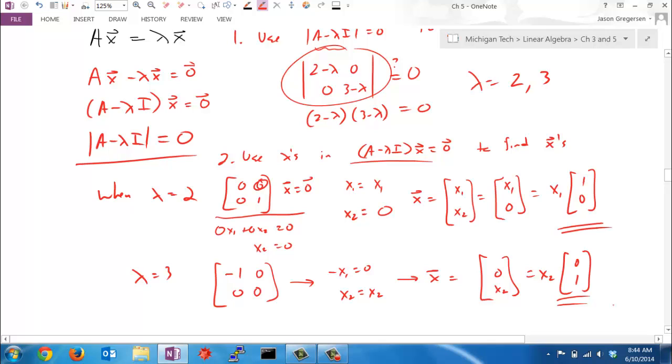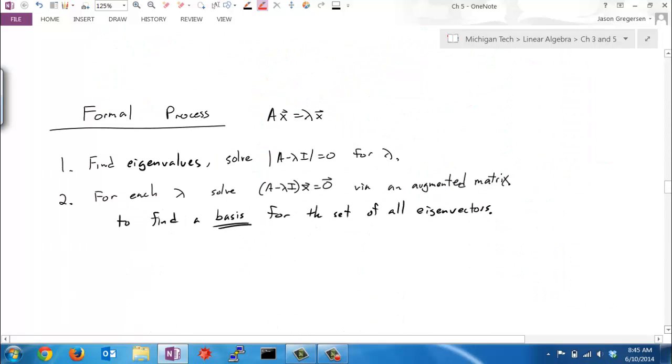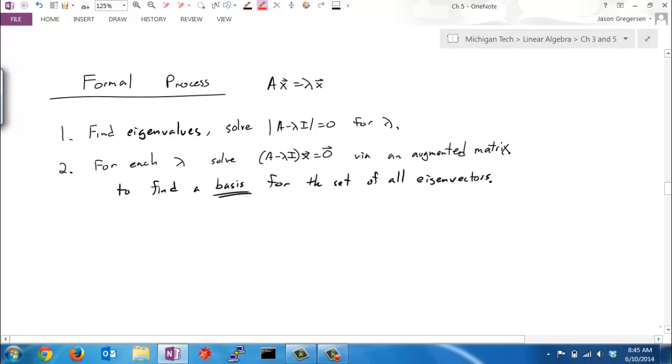So what I want to stress here is the process. First, we find the eigenvalues using the determinant equation. And then for each one of those eigenvalues, we have to plug them into the homogeneous equation to find the associated eigenvectors. All right, that's what we'll summarize here. So that's a summary of the formal process.